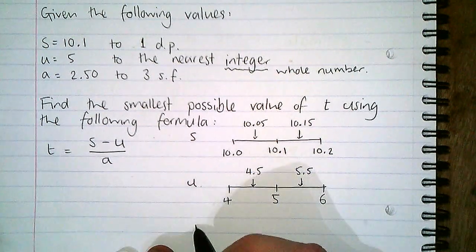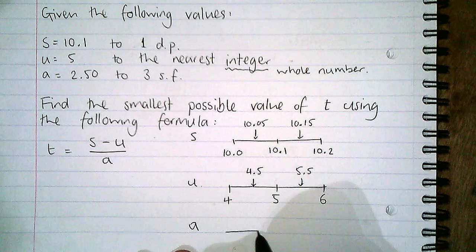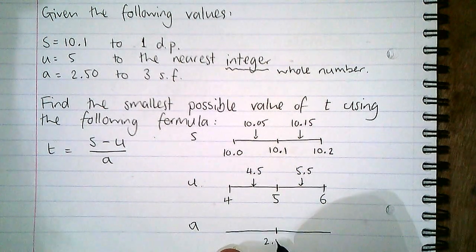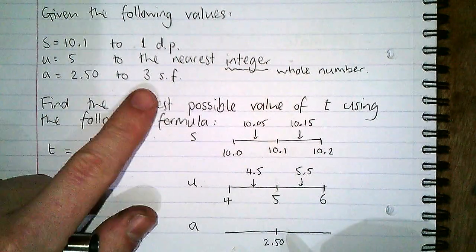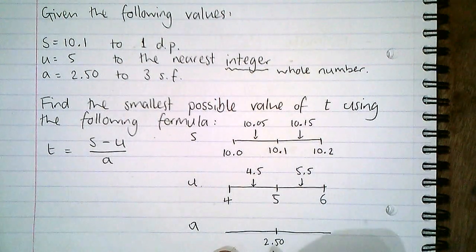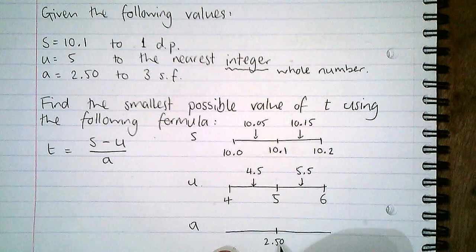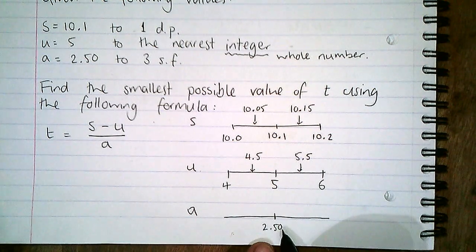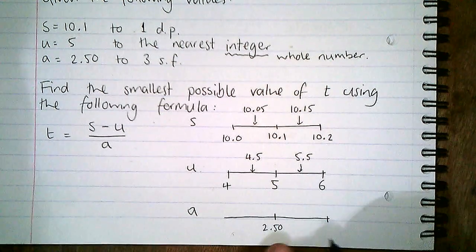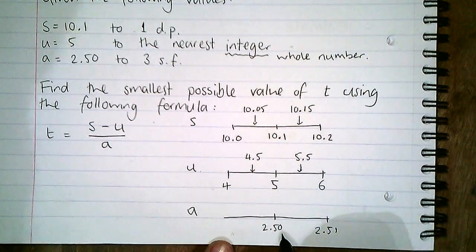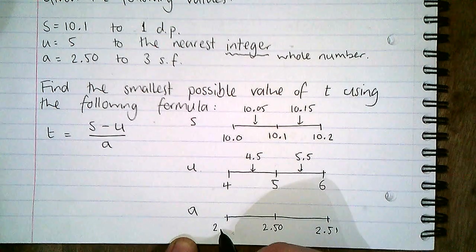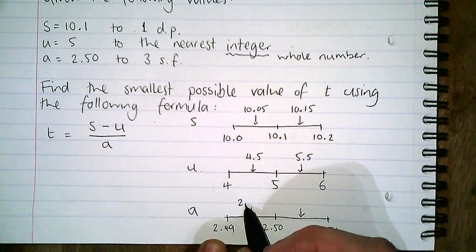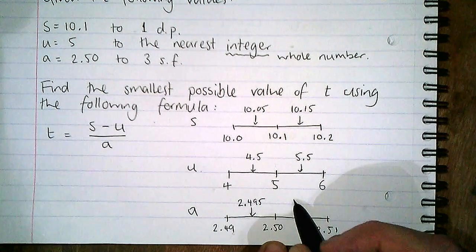And then finally, for my value of a, I'm going to draw myself a line. In the centre of that line is 2.50, that's the value of a, and it tells us that this has been rounded to 3 significant figures. So let's count it in. 1, 2, 3 significant figures. Let's just shuffle out so you can see. So that means if I go one figure up in that column, that's going to be 2.51. If I go one figure down in that column, that's going to be 2.49. So then again, my values in between here are going to be 2.495 and 2.505.